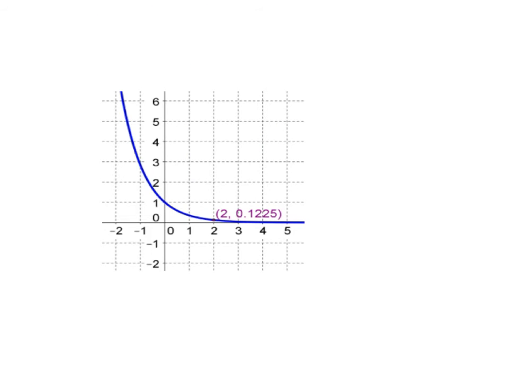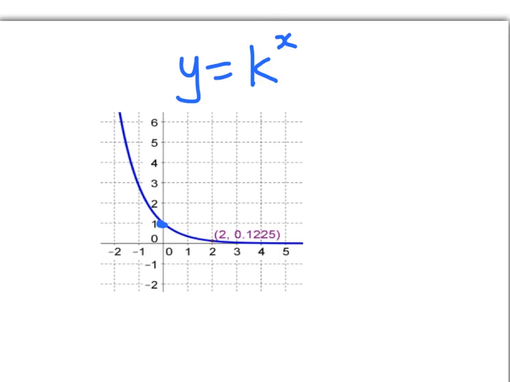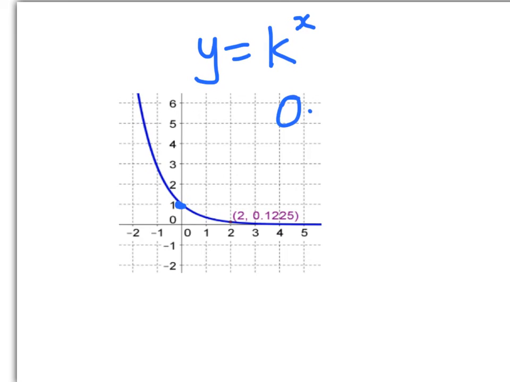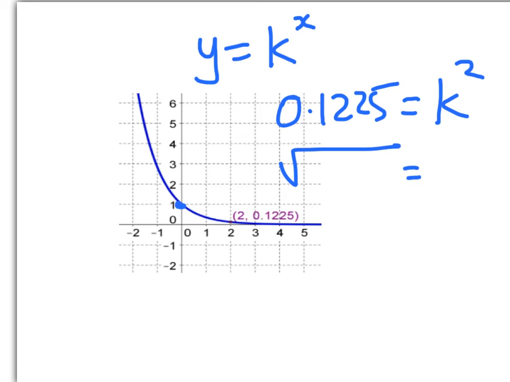Okay, here comes another one. Let's see what's happening here. Well, we've got y, now it's going through 1 again, so it's going to be k to the power of x. Right, and now we can substitute a point into it. We get 0.1225 is equal to k squared. Right, so we can solve that by taking square roots of both sides.